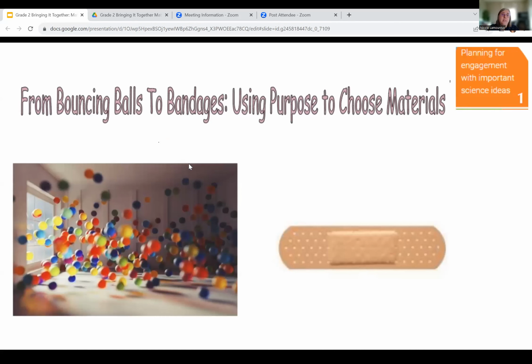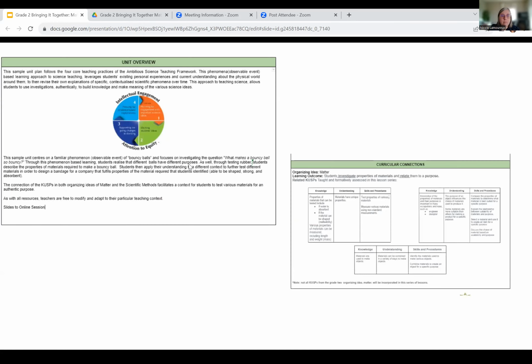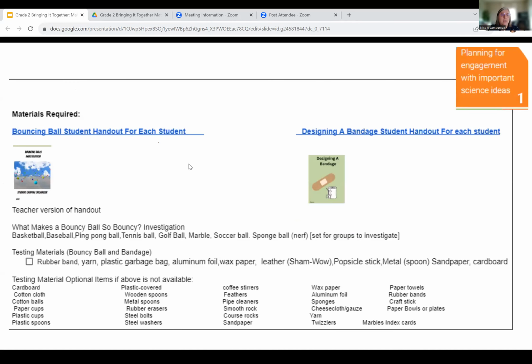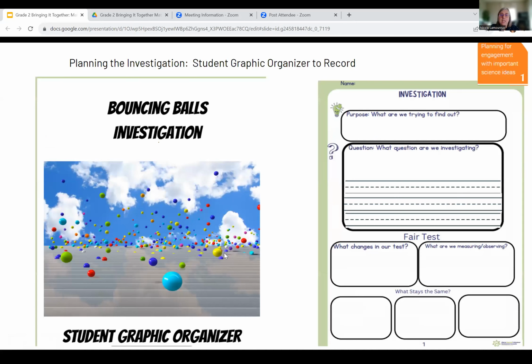Okay, so what you're going to receive is a document, and the unit is called From Bouncing Balls to Bandages: Using Purpose to Choose Materials. In the document, there is a unit overview, as well as curricular connections, which we'll unpack today. There is the list of materials required. There are links here to the student handouts that were created for each investigation. And there's a teacher version where you can see examples. And then the materials that are required, or supplemental materials that are optional if you can't find some of them, that you can use. The student graphic organizer is the investigation laid out.